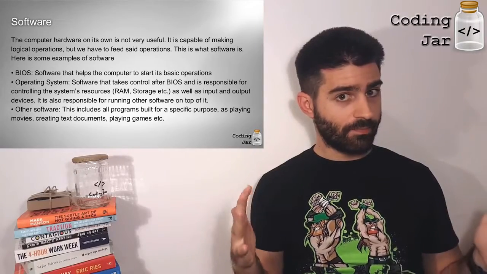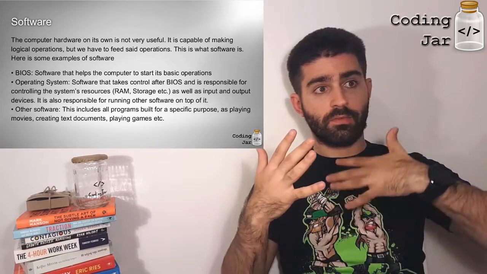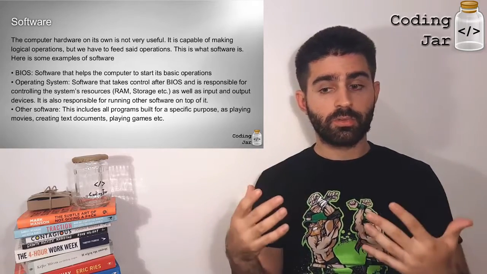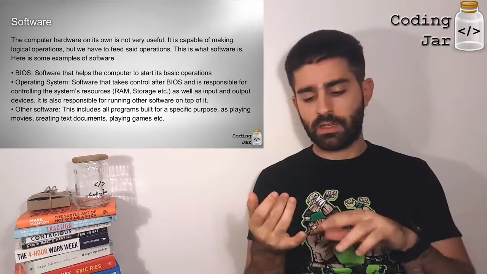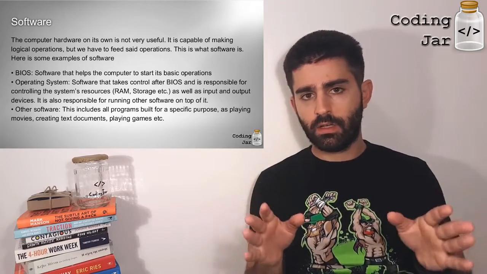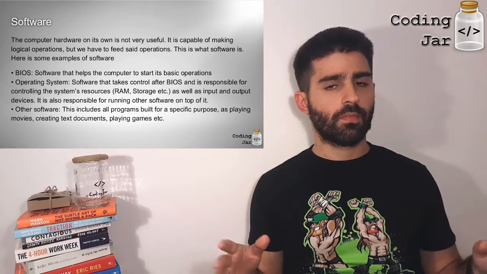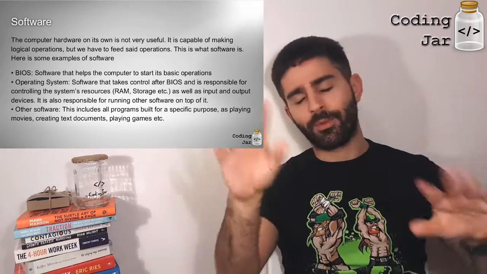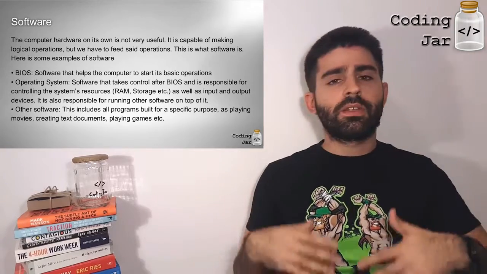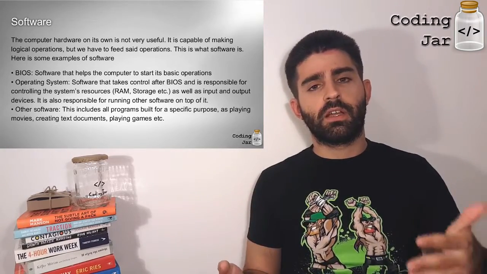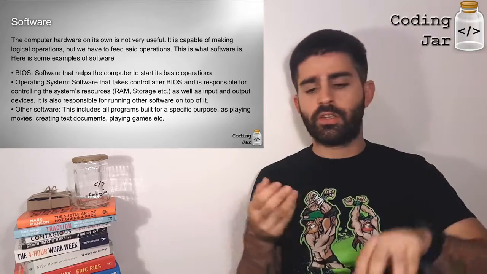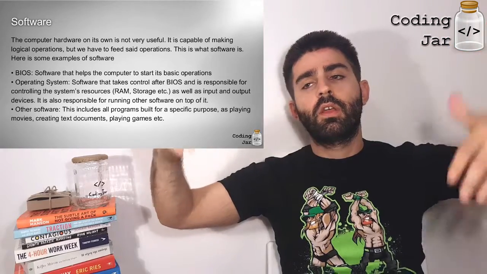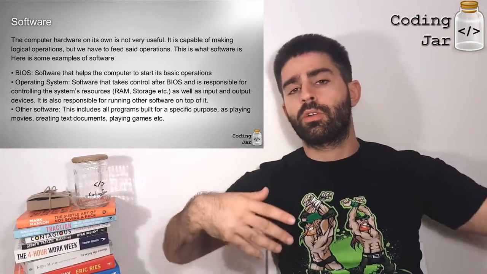So, the operating system. The operating system is what comes in the foreground after the BIOS has finished doing its stuff. It's responsible for managing all the system's resources, like the CPU, the RAM, the hard disk, everything. It all goes through the operating system. And then there's other software. Other software is software that's created with specific purposes, like play a game, listen to music, browse the internet. It's software that runs on top of the operating system most of the time, and uses the operating system to access the hardware to do stuff.